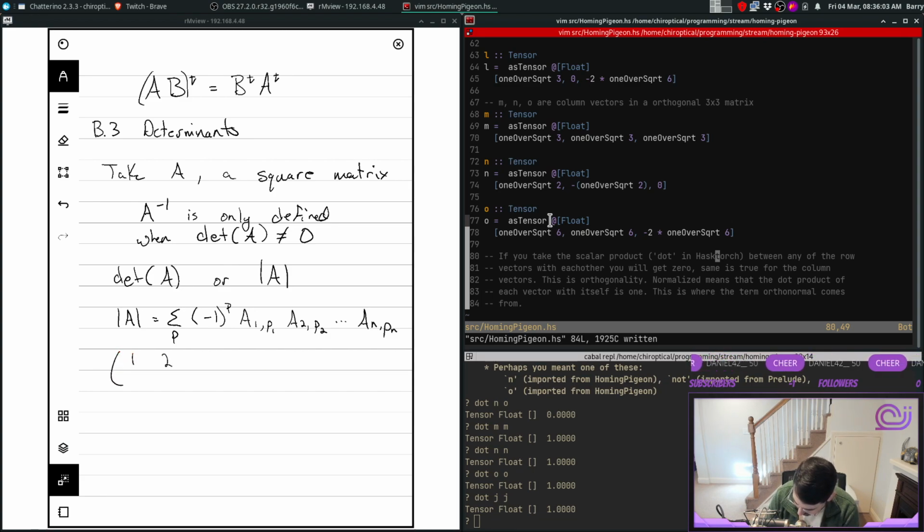So here we go: 1, 2, 3, and 4. The way a determinant works is you start with the diagonal product. So if we take the determinant of this matrix, we start with the diagonal, so we just take 1 times 4. This corresponds to the columns. So if we call these columns P1 and P2, then taking 1 and 4 is like P1, P2.